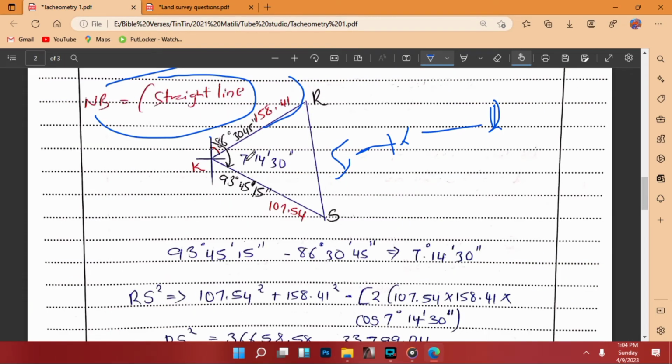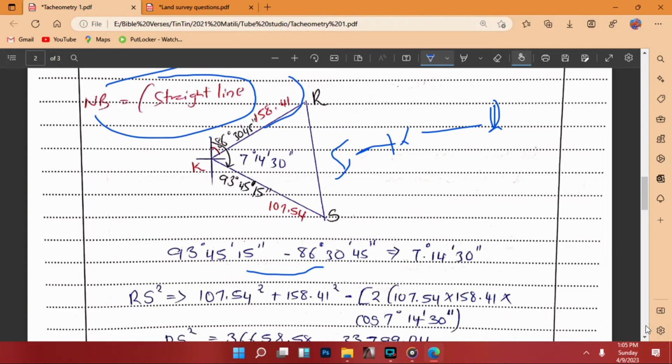So when you subtract, this is 93, 45, 15 subtracted by 86, 30, 45. Here we'll have 7, 14, 30. So that is the difference in the angle between those points. And if that is the difference in the angle between those points, that means I can use the trigonometrical calculation in order for us to find the value of RS.